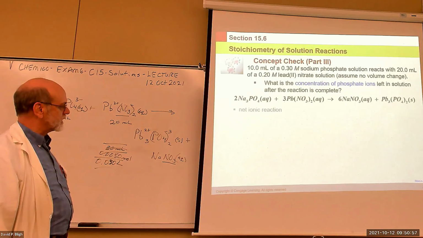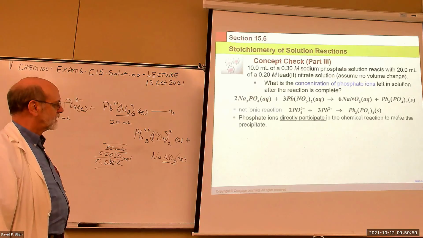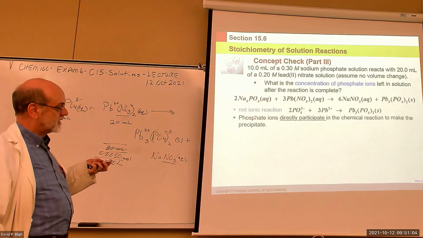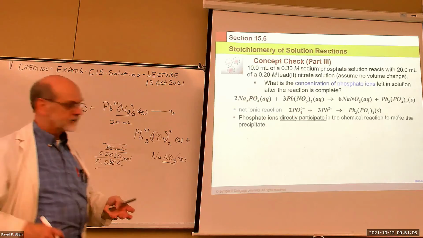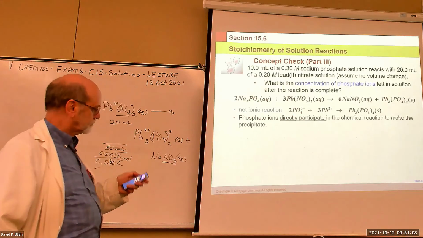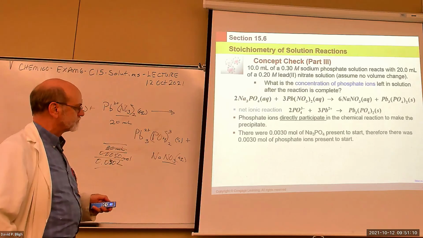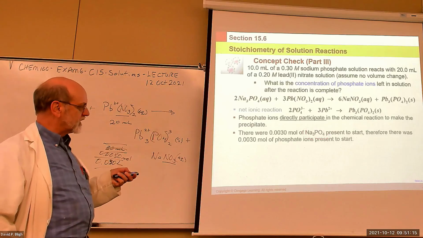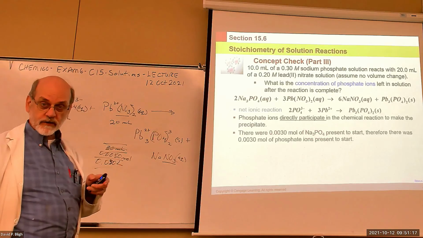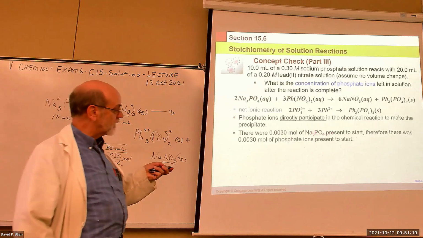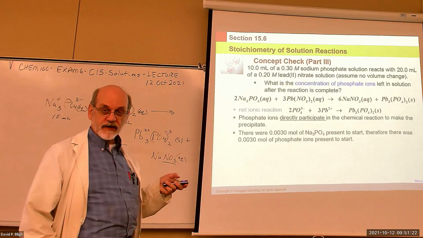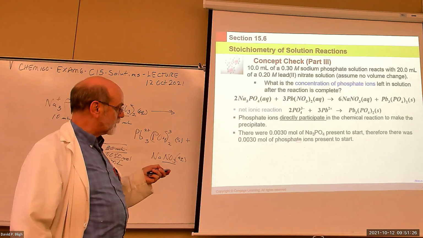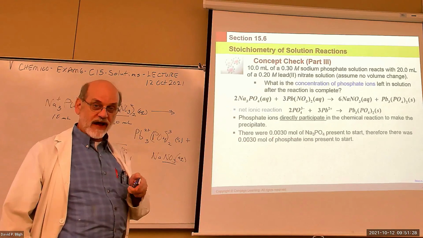So here we have our equation again. In this case, we're simplifying it to the net ionic reaction. Right? We got rid of the spectators. Okay, we have this much sodium phosphate to begin with, 0.0030 moles of this compound, which means since there's only one phosphate per, that means we have that many moles to start with of phosphate. Now we need to see how many moles were actually used.